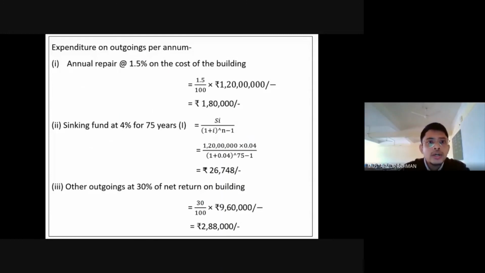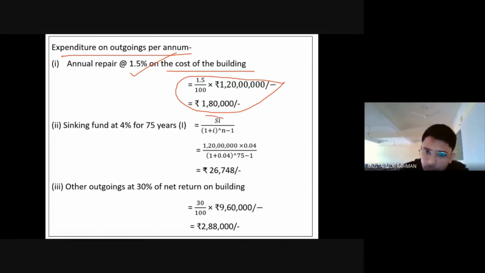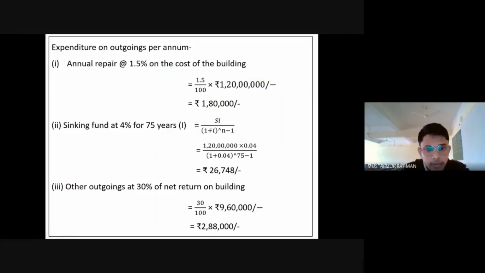Then what are our expenditures? Annual repair, 1.5% on the cost of the building. We have to just find out what is 1.5% of the total cost of construction. Then we have to create the sinking fund. Now we know the formula. How much money we shall have to keep aside every year, we have to find out. S is the total cost of the construction. We want to accumulate this much amount of money.